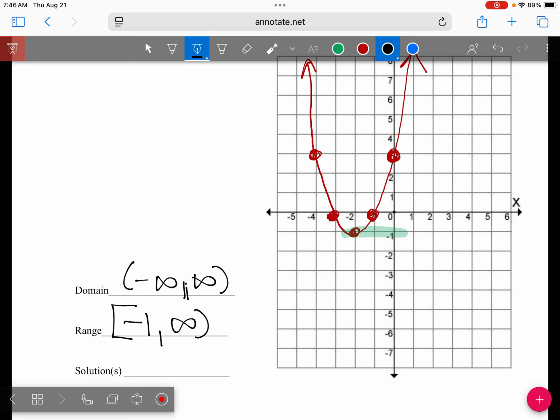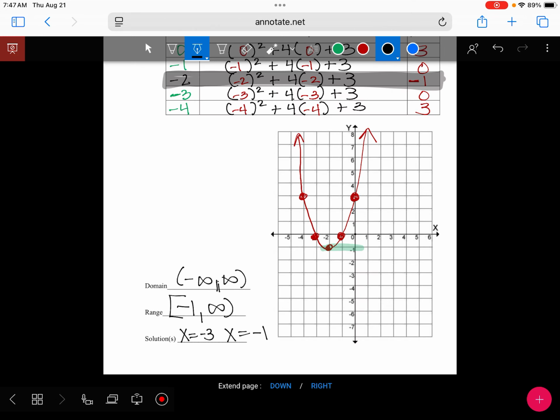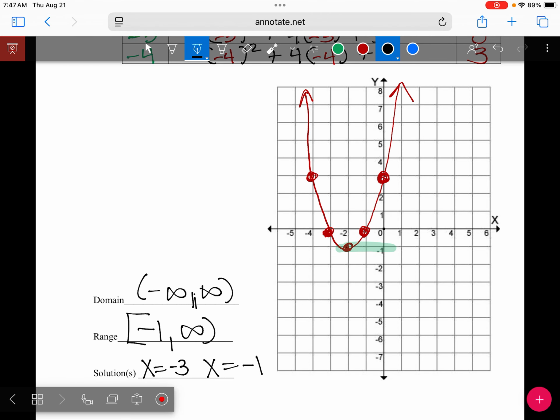All right, solutions. So Charles, what would you say for solutions? Where are my 2 places? +1, -1. All right, who agrees? Okay, well.